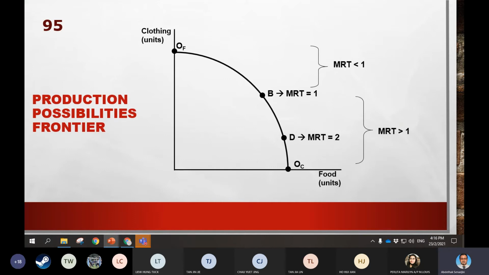If we continue along the PPF, we will notice that because the input productivities in clothing rise more than the productivities in food decrease, the marginal rate of transformation becomes greater than 1. And we will have this scenario. After B, since the productivities of clothing keep increasing and the productivities of food keep decreasing, the marginal rate of transformation keeps increasing and becomes more than 1, until it reaches 2 and more than 2.